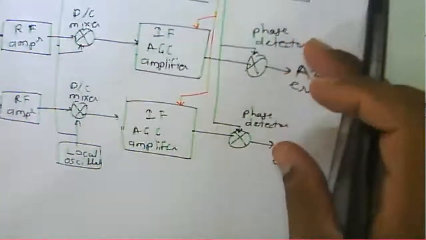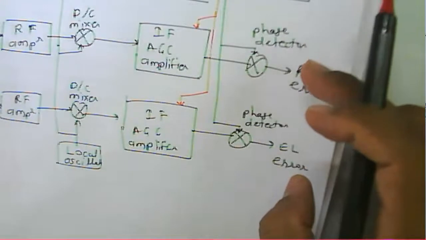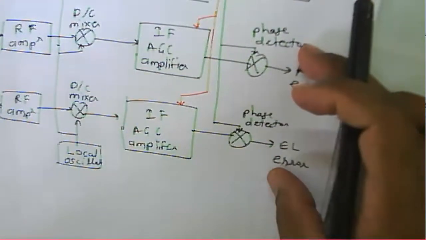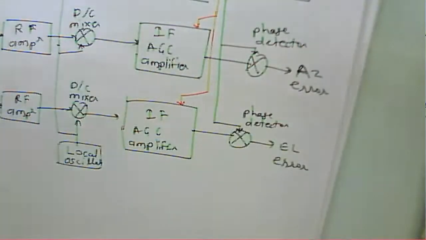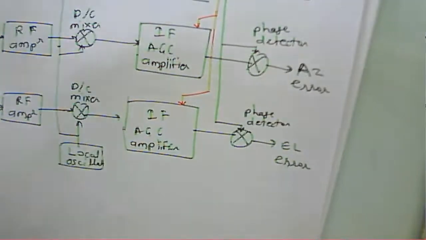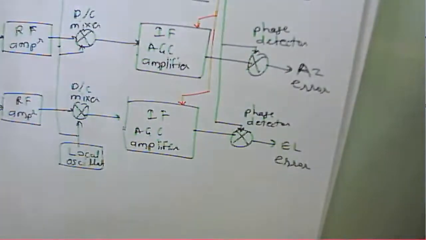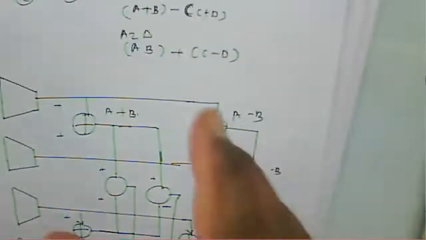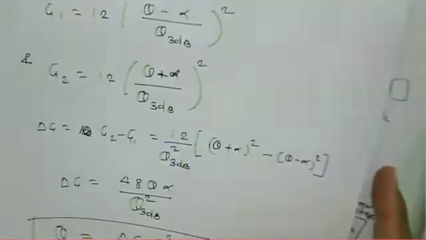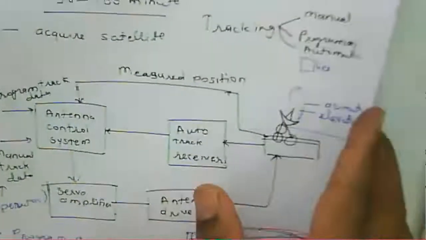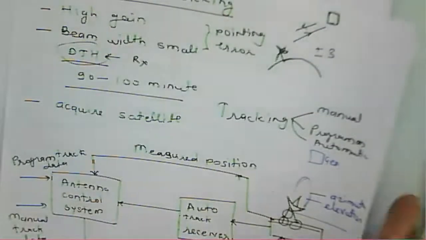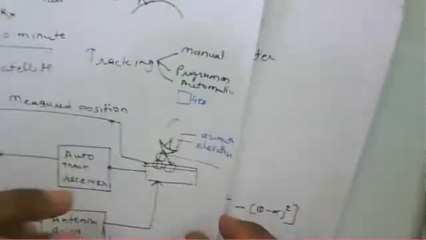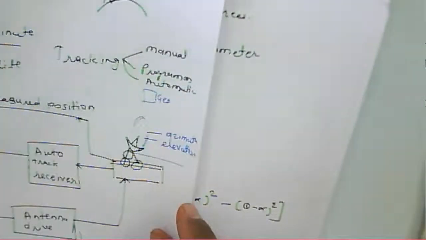And that error, whatever we are getting, that difference or particular error, will be given to the motors, and according to that, azimuth and elevation are to be corrected there. So that is about the various antenna tracking systems that we have seen. We have seen that in the antenna tracking system there are manual tracking, program tracking, and auto tracking.